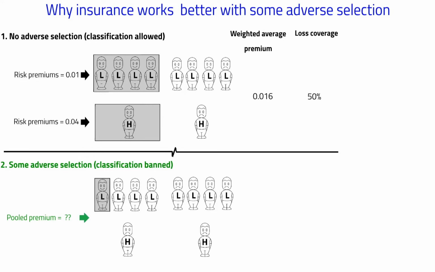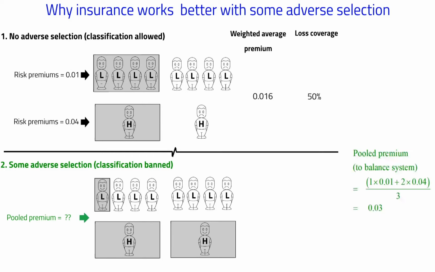Let's suppose just 1 low risk now buys compared with 4 previously. And let's suppose that both high risks now buy compared with 1 previously. That change in buying patterns is the dreaded adverse selection. On the basis of that assumed level of adverse selection, we can calculate the pool premium which allows the system to break even. That is the premium which exactly covers the expected losses. So the pool premium we need is just expected insured losses divided by 3 people insured, that's 0.03.